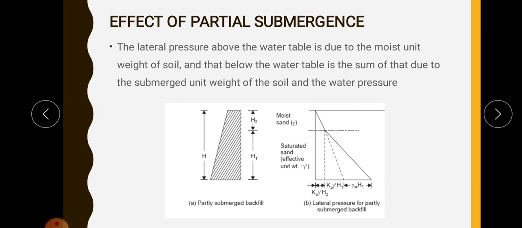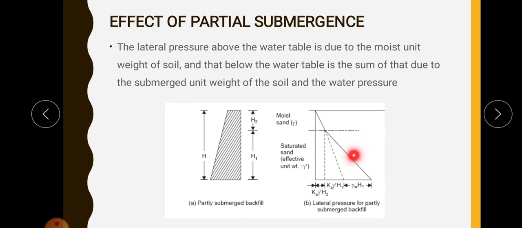Then the next case is the effect of partial submersion, where here we have a water table. Above this water table, the soil will be in dry condition, and below it will be in submerged condition. The lateral earth pressure above the water table is due to the moist unit weight of the soil, that is, the bulk unit weight of the soil, and that below the water table is the sum of that due to the submerged unit weight of the soil and that of the water.